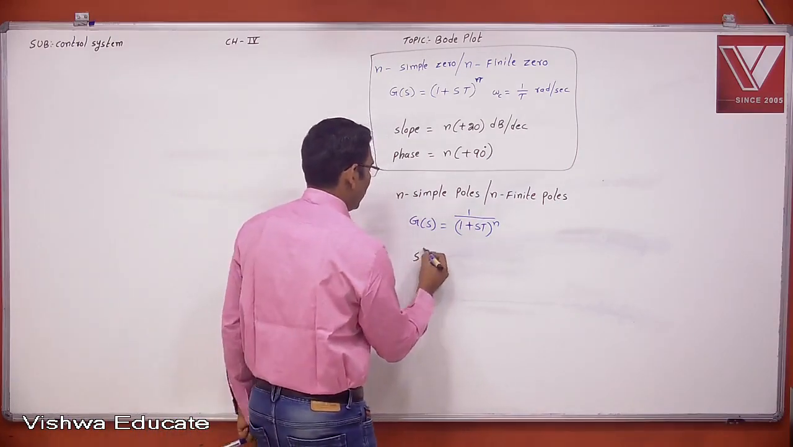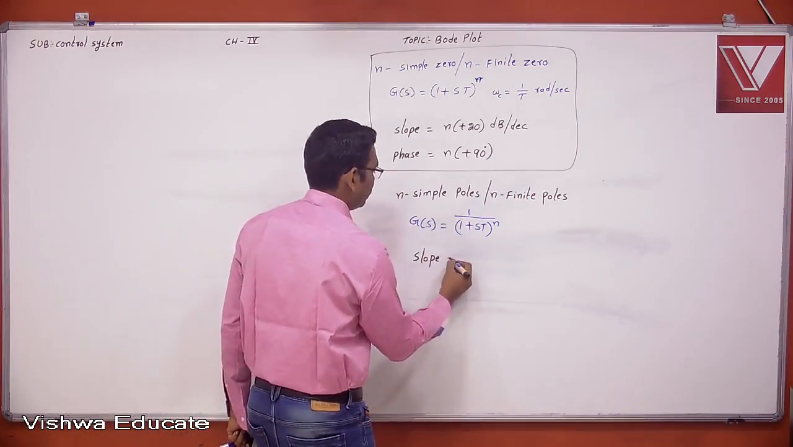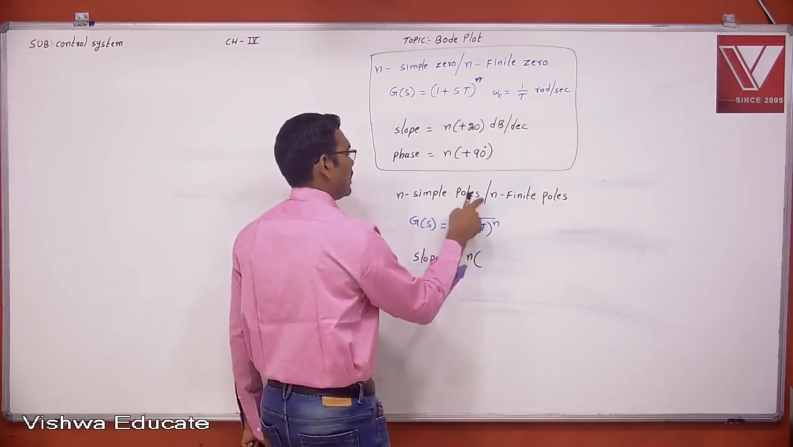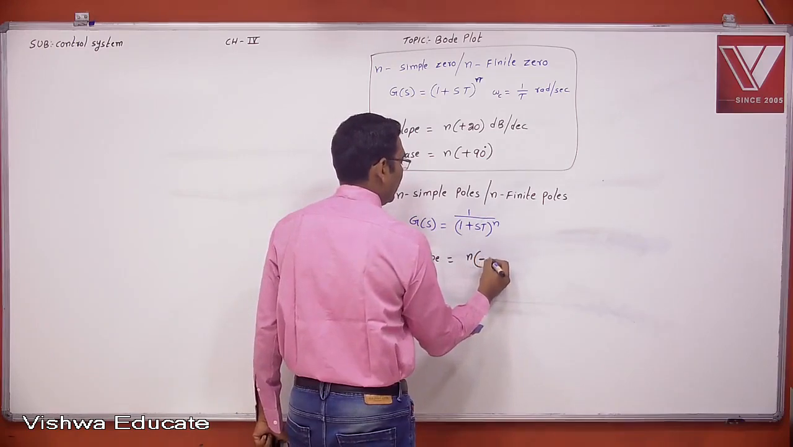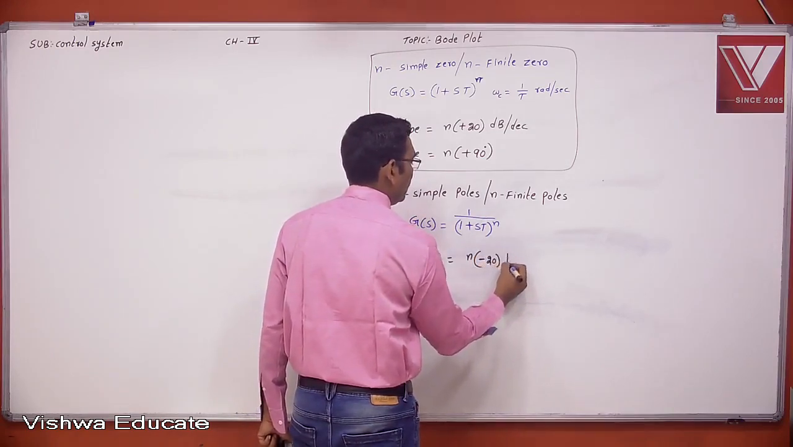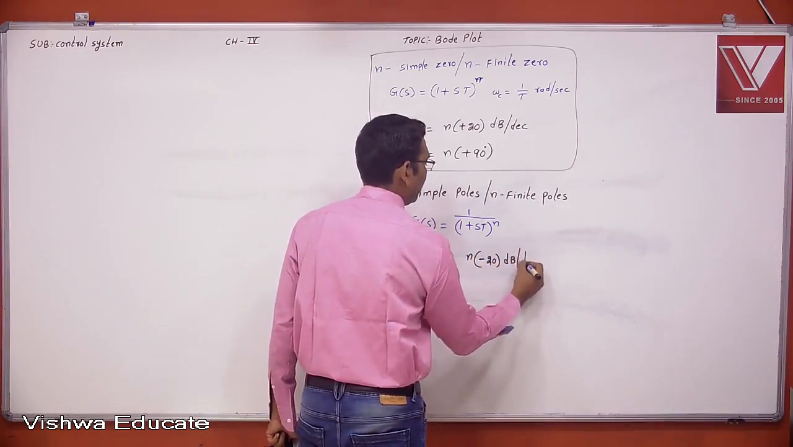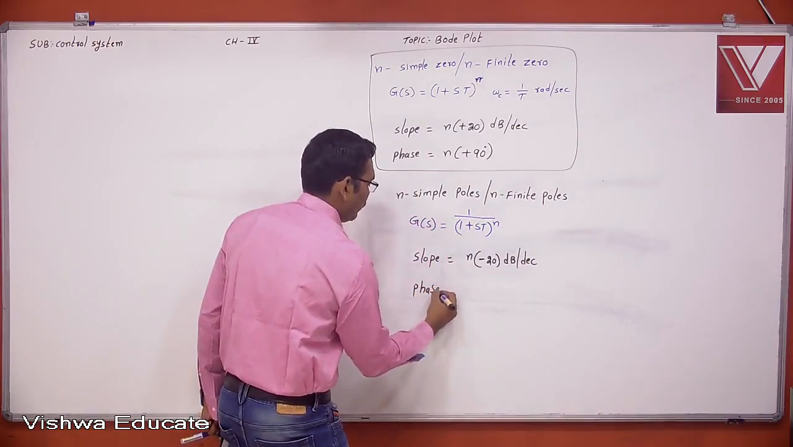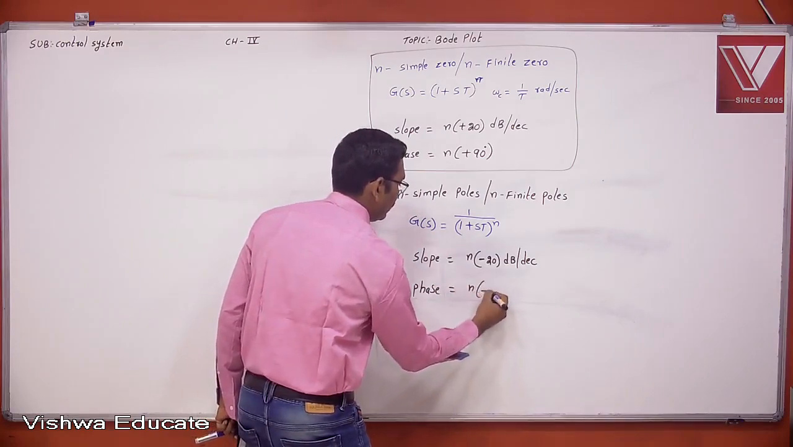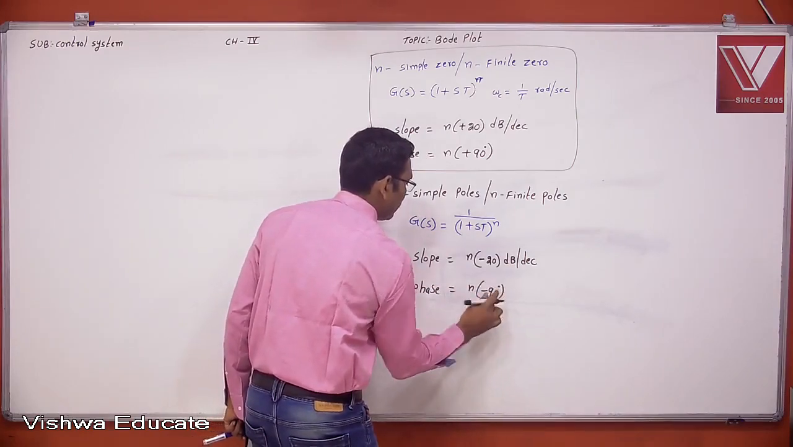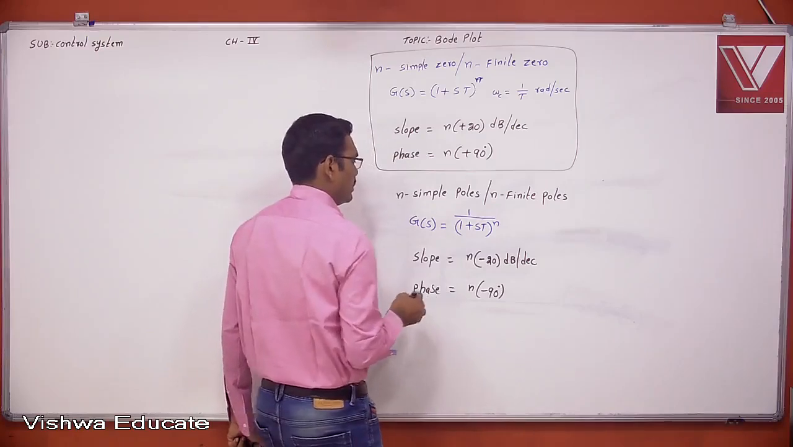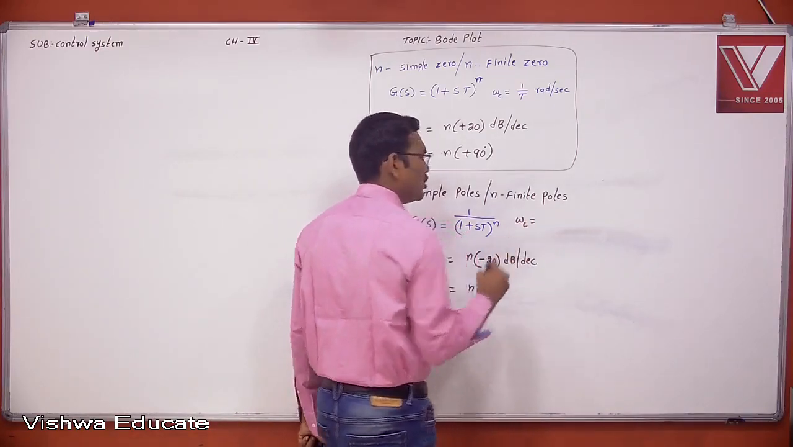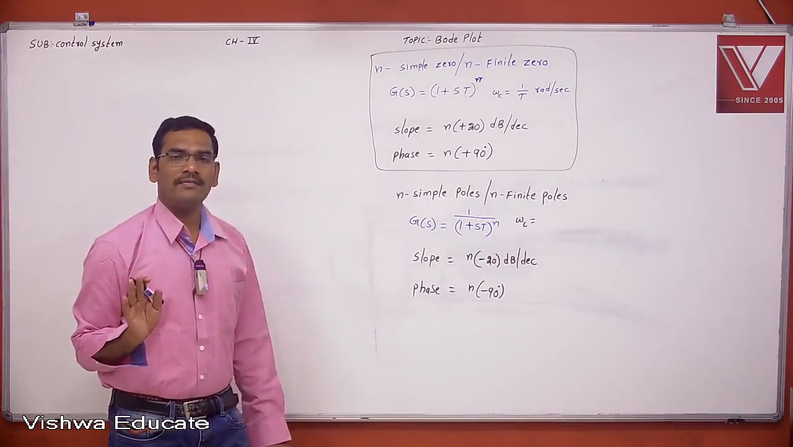Now, for n simple poles or n finite poles, the slope is n into minus 20 dB per decade, and the phase is n into minus 90 degrees. Here it also depends upon frequency, and the corner frequency, whether it is a pole or zero. What is the definition of corner frequency?